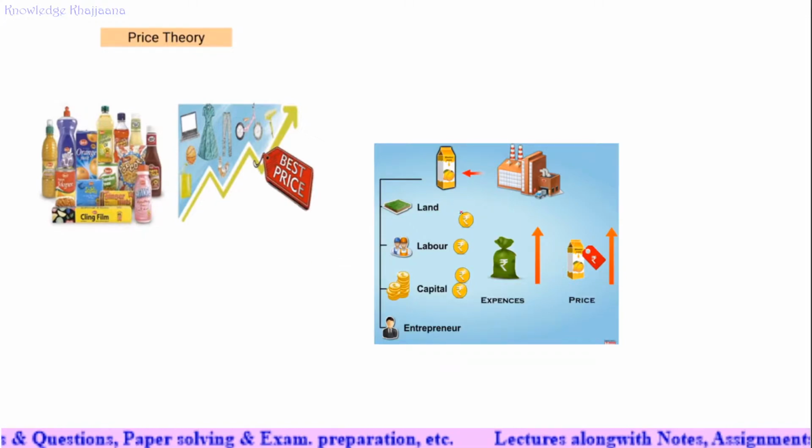So these are the factors of production: land, labor, capital, and entrepreneur. Capital means money. The expenses are made, and the prices are determined. The factory decides the price, and that much price will be spent by the customer. So this price theory is an important thing.